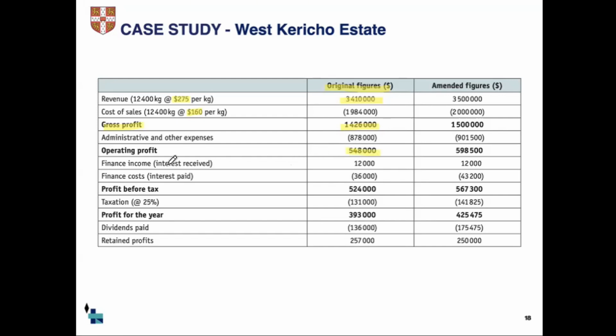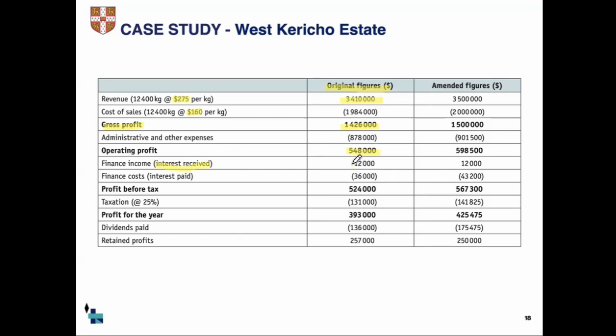$548,000. And then there is finance income, that is interest received. Because we said that it is not an operating activity of the business, we don't add it to the operating profit. We don't add any income that is received which is not part of the operation of the business. The operation of West Kericho Estate is a tea plantation. It grows tea and sells tea. So if it puts its money in the bank and gets interest, which is interest received, it is not added to their operating profit. So it is given a separate line on the income statement.